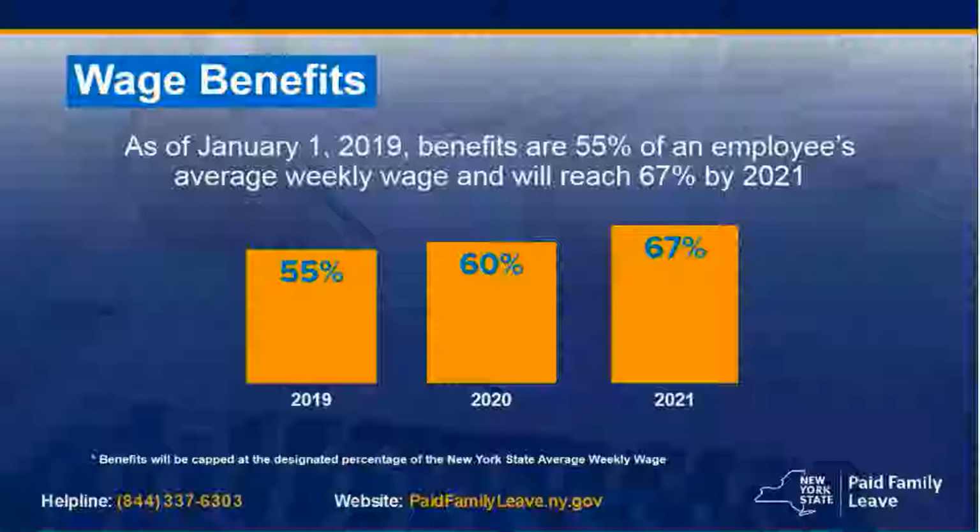The New York State average weekly wage for 2019 is about $1,357 per week, equaling $70,569 annually.